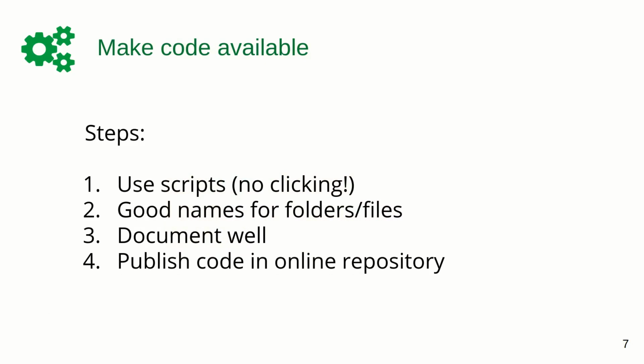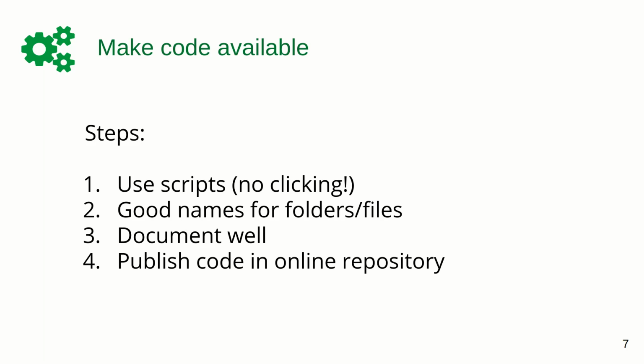Another step one could take is making code available. Code is often easier to make available than data because it doesn't contain any private information. And it's still super, super useful for other researchers to really understand what you did step by step in, let's say, a statistical analysis, for example.